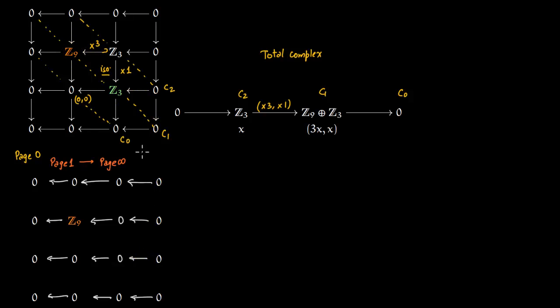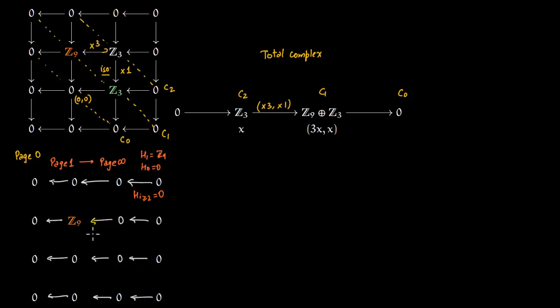So you get the homology groups: H1 is Z9 and all other homology groups are 0. So H0 is 0, and for H2 and higher they are all 0. So Hi for i greater than or equal to 2 is also 0.